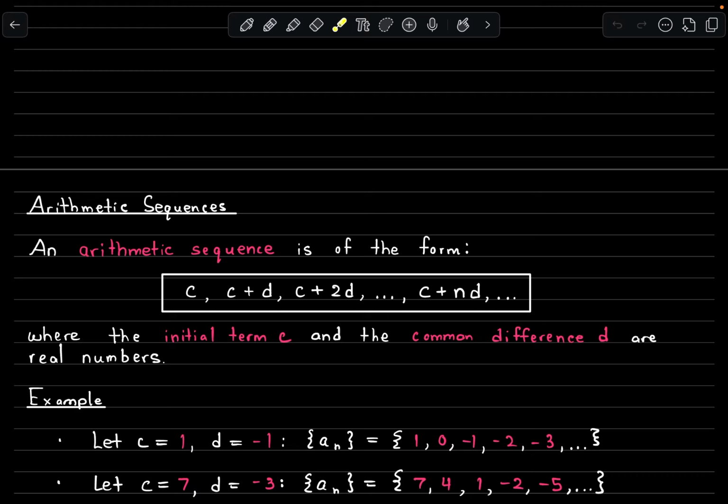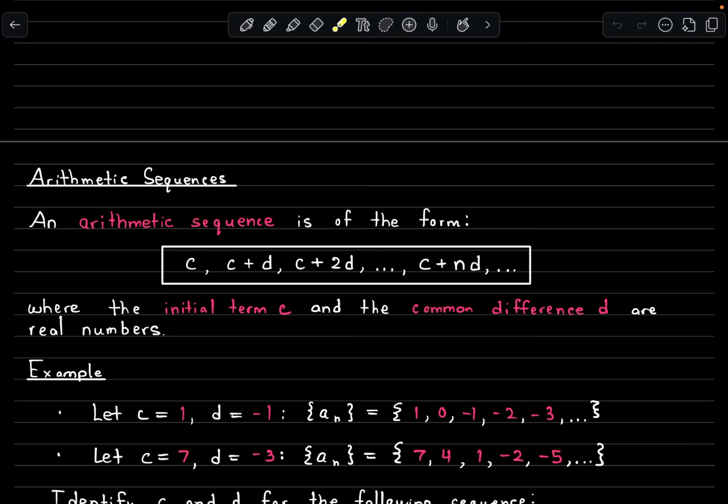In another case, we could have c equals 7, d is equal to -3. We start with our 7, and we're going to subtract 3 from that, or add -3 from that, however you want to think of it. Okay, so we go from 7 to 4, 4 to 1, 1 to -2, -2 to -5, and so on.